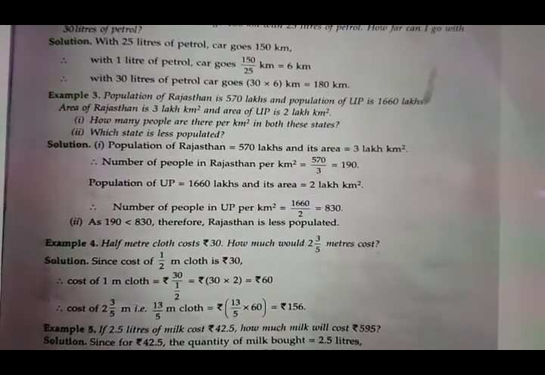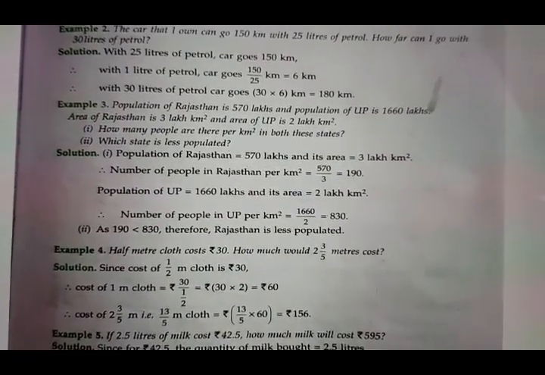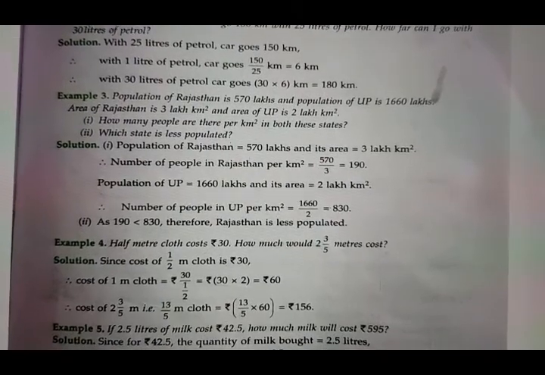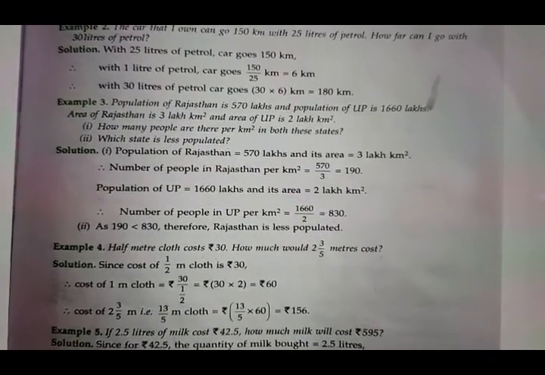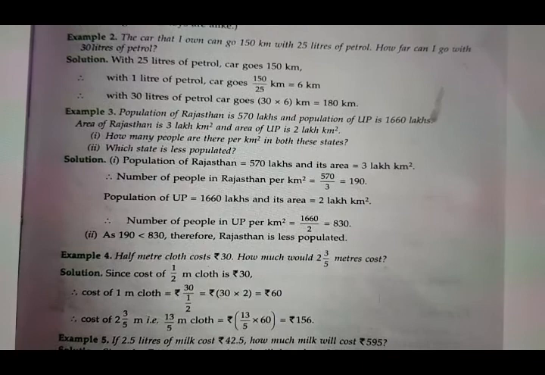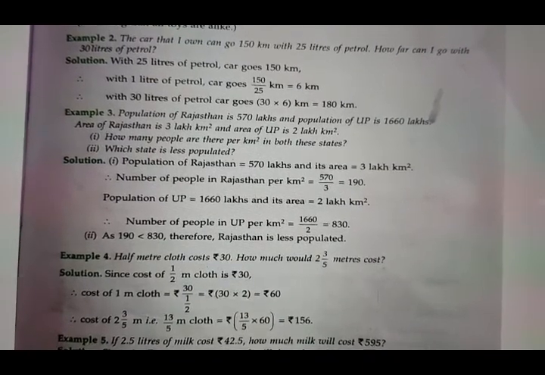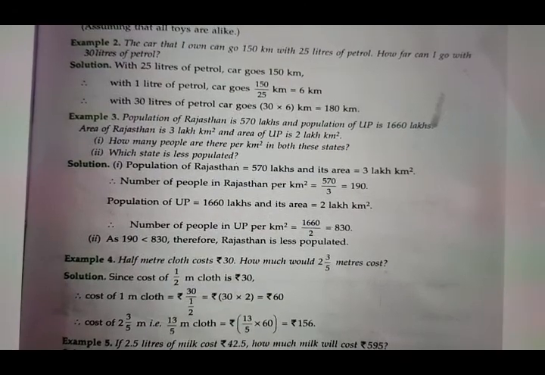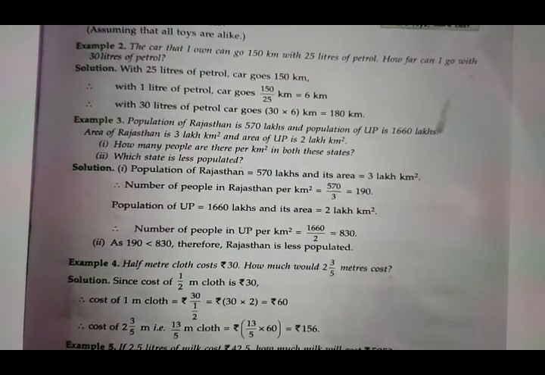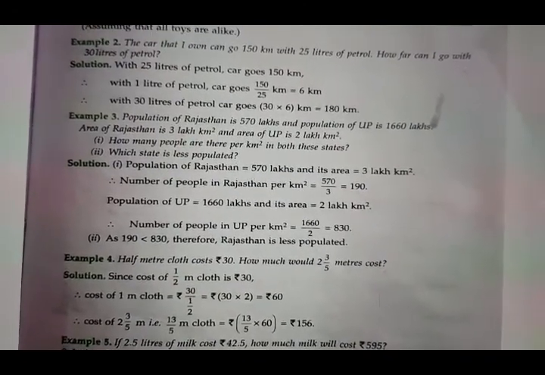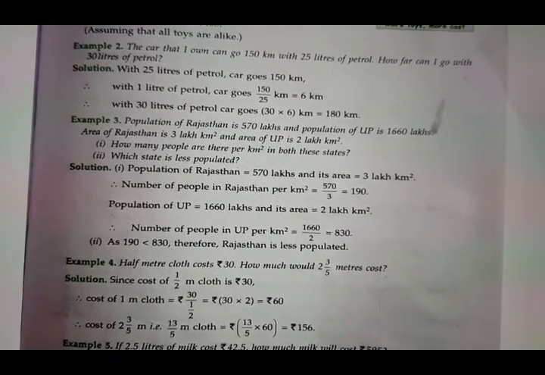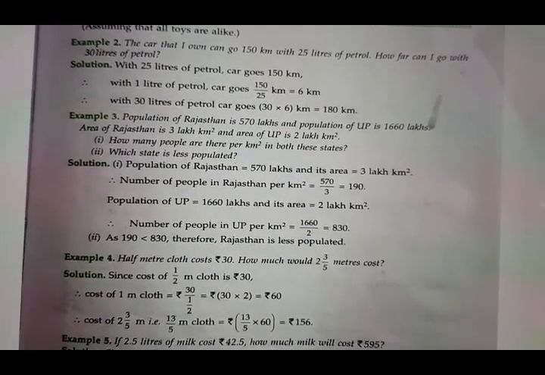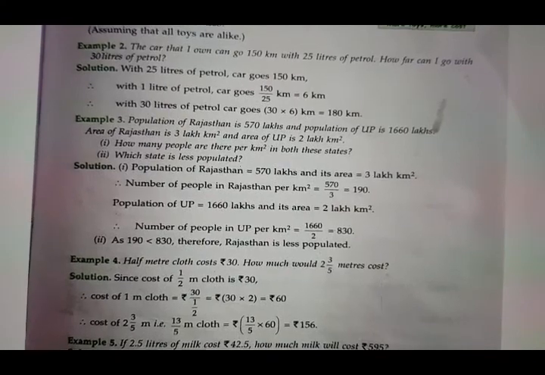Example 3. This I have done in a video in class 3rd also, if you remember. Population of Rajasthan is 570 lakhs and population of UP is 1660 lakhs. Area of Rajasthan is 3 lakh kilometer square, and area of UP is 2 lakh kilometer square. So the question is, how many people are there per kilometer square in both these states? Which state is less populated?